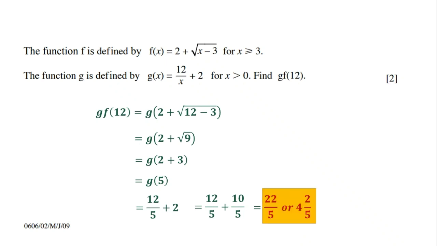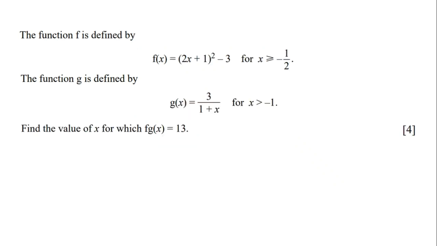Second example. The function f is defined by f of x is equal to (2x plus 1) squared minus 3 for x greater than or equal to negative 1/2. The function g is defined by g of x is equal to 3 over 1 plus x for x greater than negative 1. Find the value of x for which f of g of x is equal to 13.